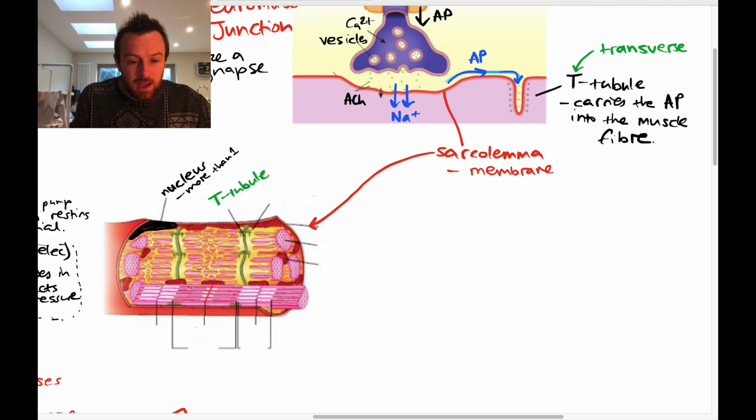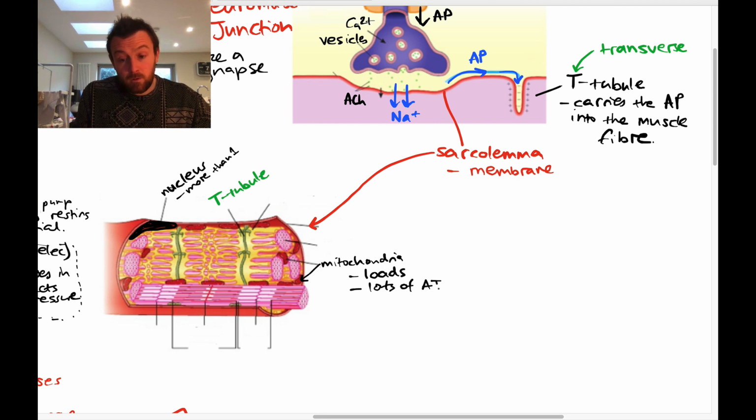Also, inside here, we've got loads and loads of these. These are mitochondria. So this is a mitochondria here. And here, and here, and here, and here, and here, all over the place, okay? Loads. Lots of ATP needed for muscle contraction.